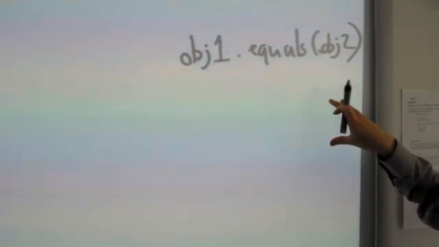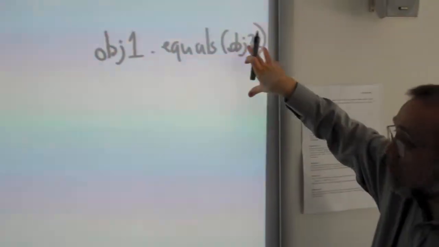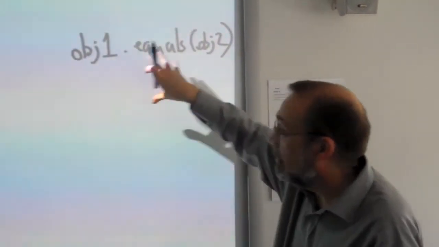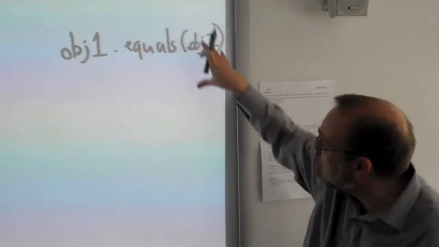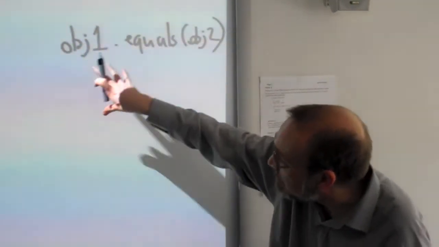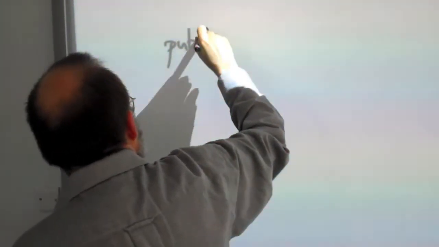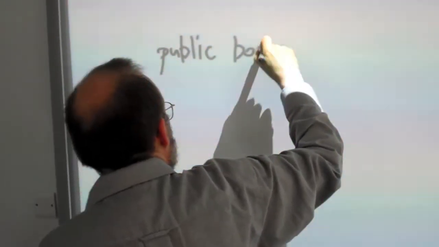Be very careful. It doesn't take two objects as its arguments, it takes one and it's called on the other. A lot of people make the mistake of thinking equals must take two objects. It takes one and it's called on the other. That's important. Now, it must be public. It returns a boolean.